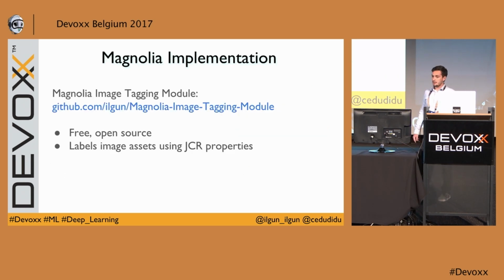And there is a Magnolia implementation for it, which the link is the following. It's free, it's open source. In this case, if you are familiar with JCR, we store the properties there, but you can store them anywhere you want. This just happens to be the Magnolia implementation, but the main algorithm and the main network are already there, so you can just adjust it to your needs.